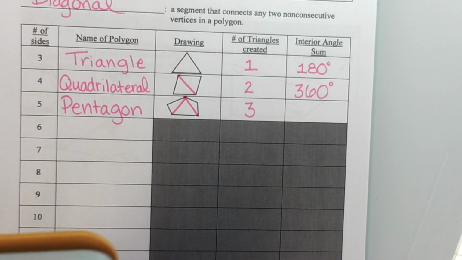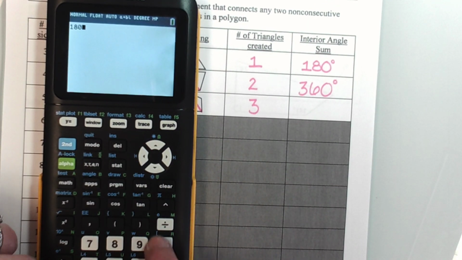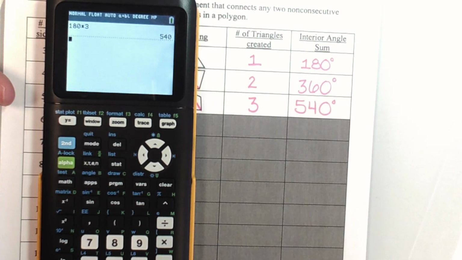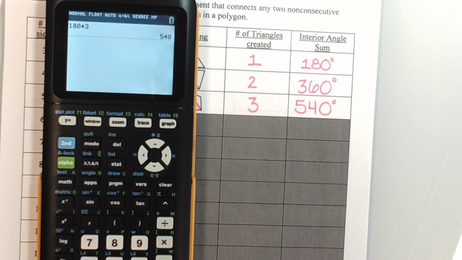Y'all gonna want a calculator today. Grab a calculator if you don't have one. But they add up to 540. So that's the thing. I knew it. Anyway. You got a fancy calculator. Hey y'all, I need your attention back.